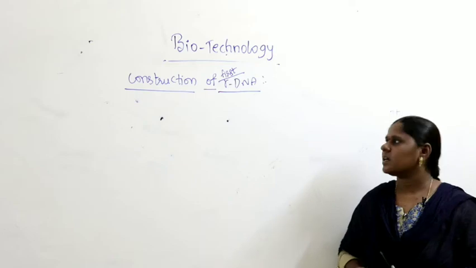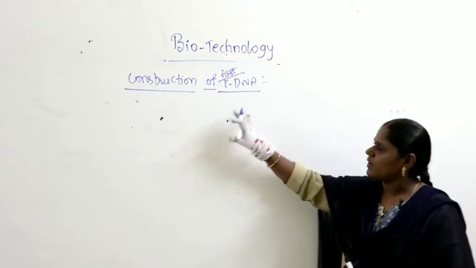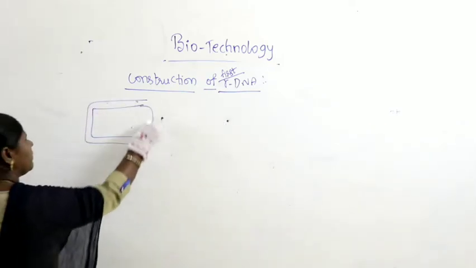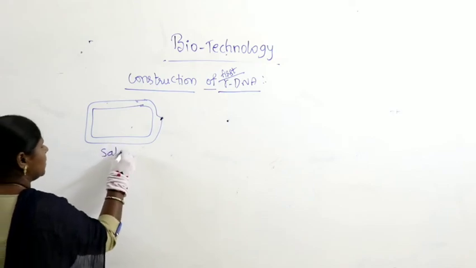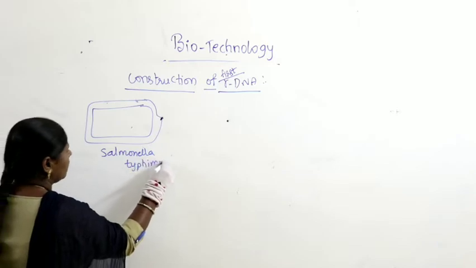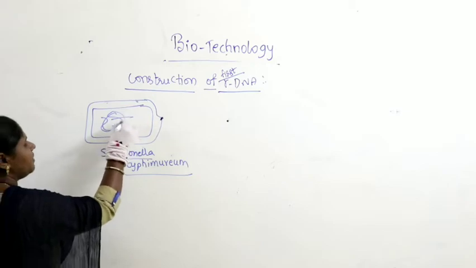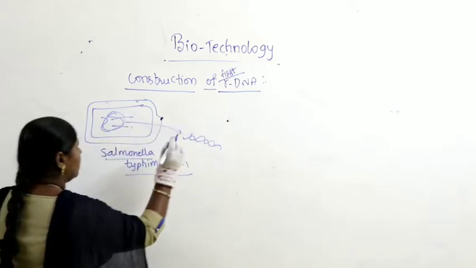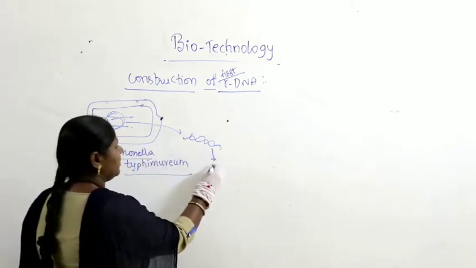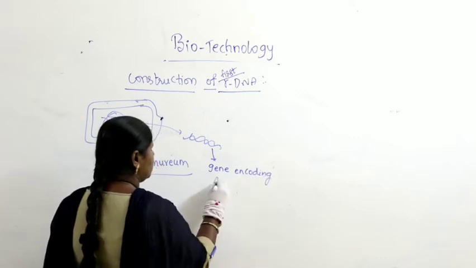Hello students, now let us continue with the construction of the first recombinant DNA. Now we have discussed about what? We have discussed about the Salmonella typhimurium, right? So in Salmonella typhimurium, what we have studied? In Salmonella typhimurium, we are cutting and removing some part of the DNA, right? And that fragment is nothing but the gene encoding antibiotic resistance.